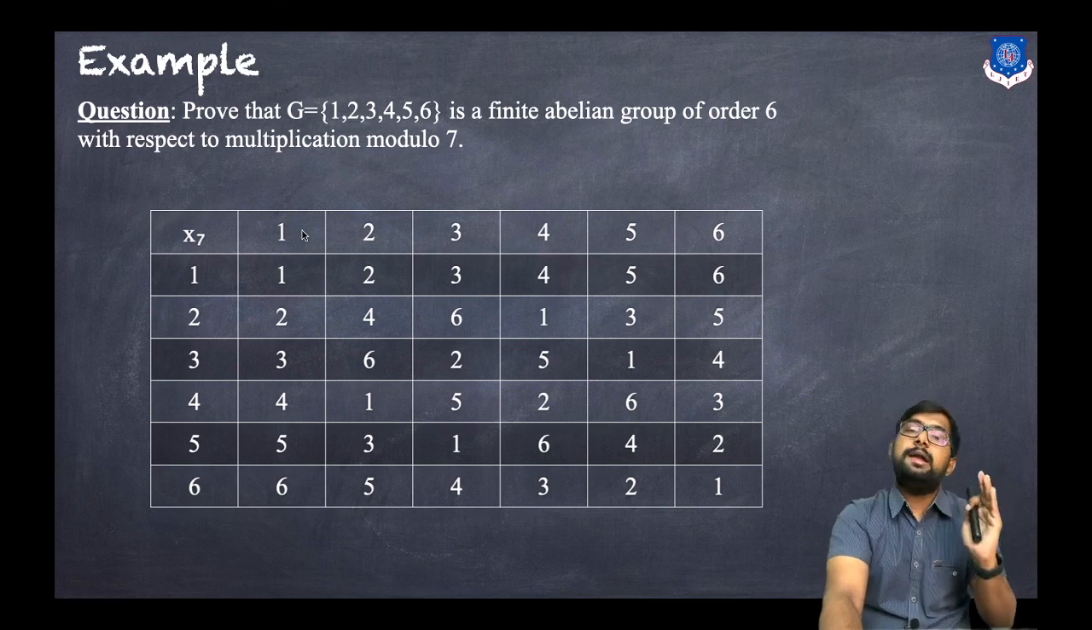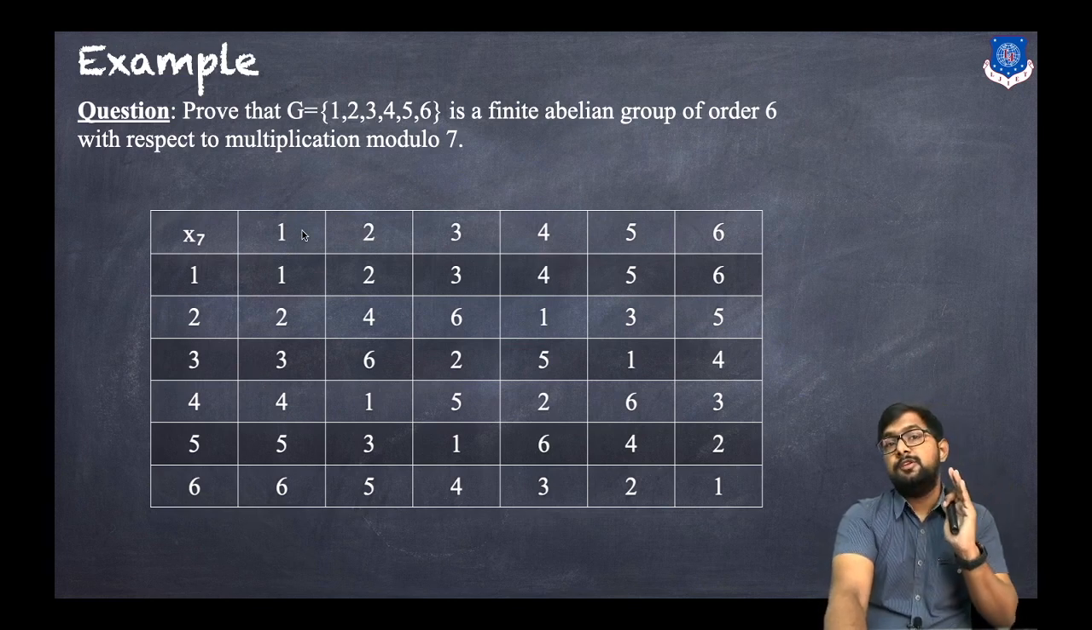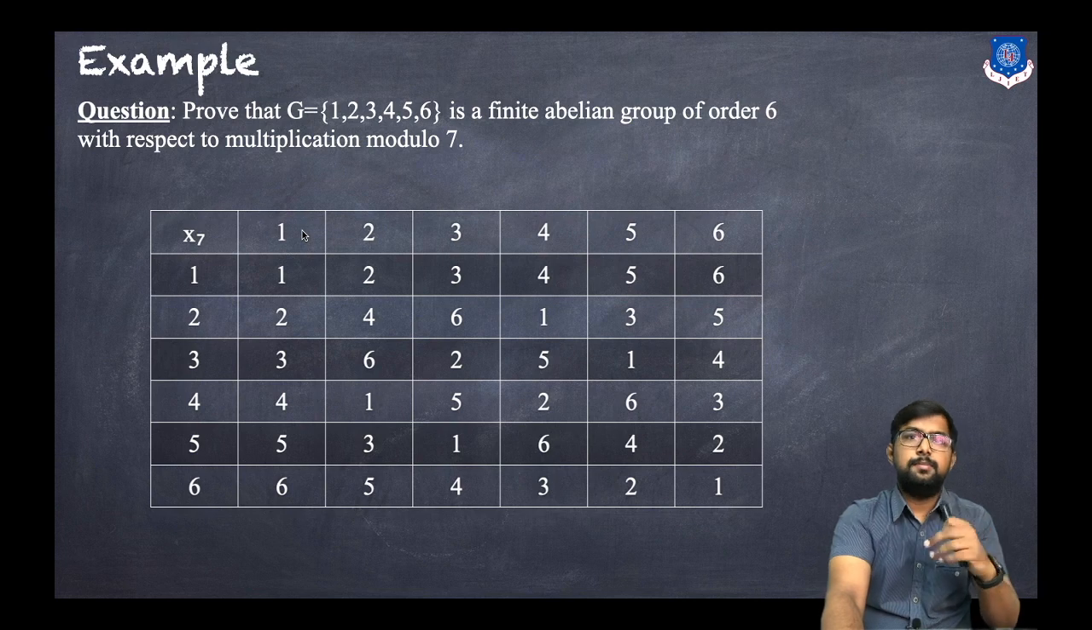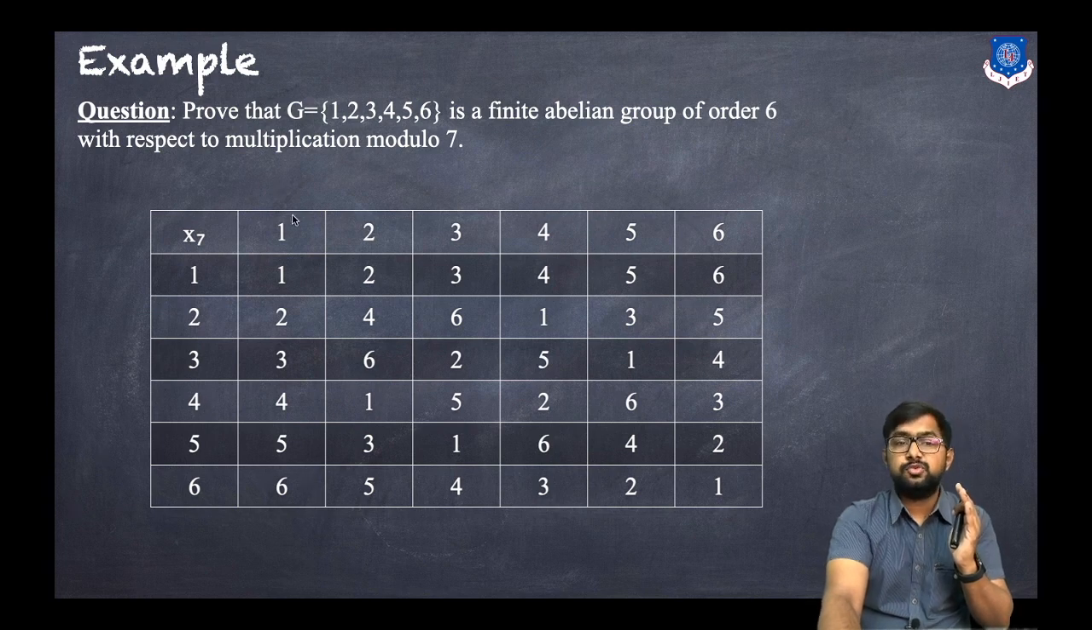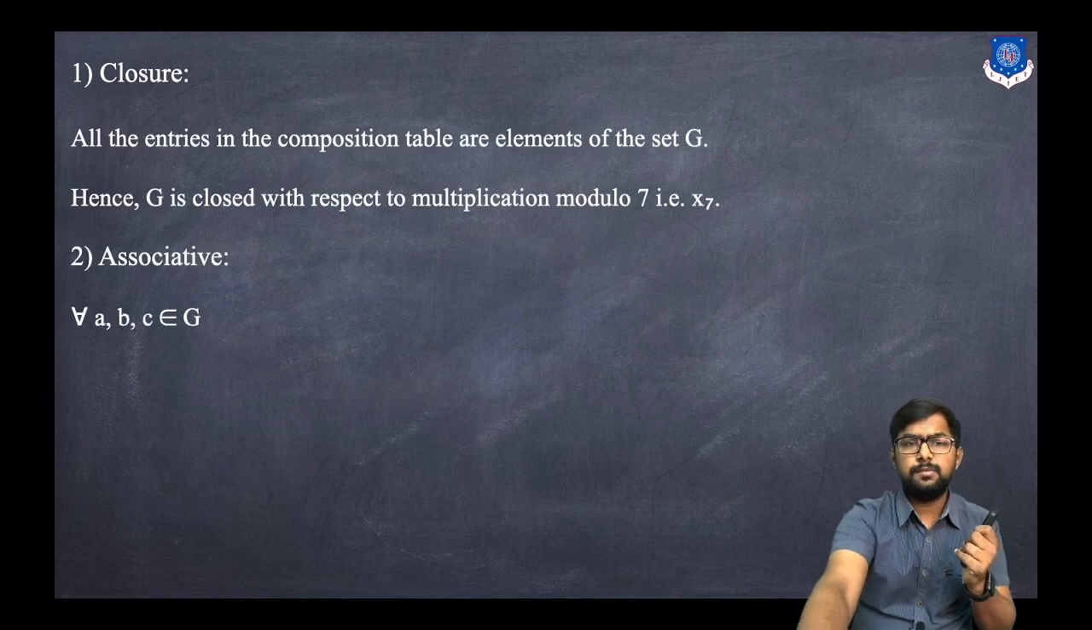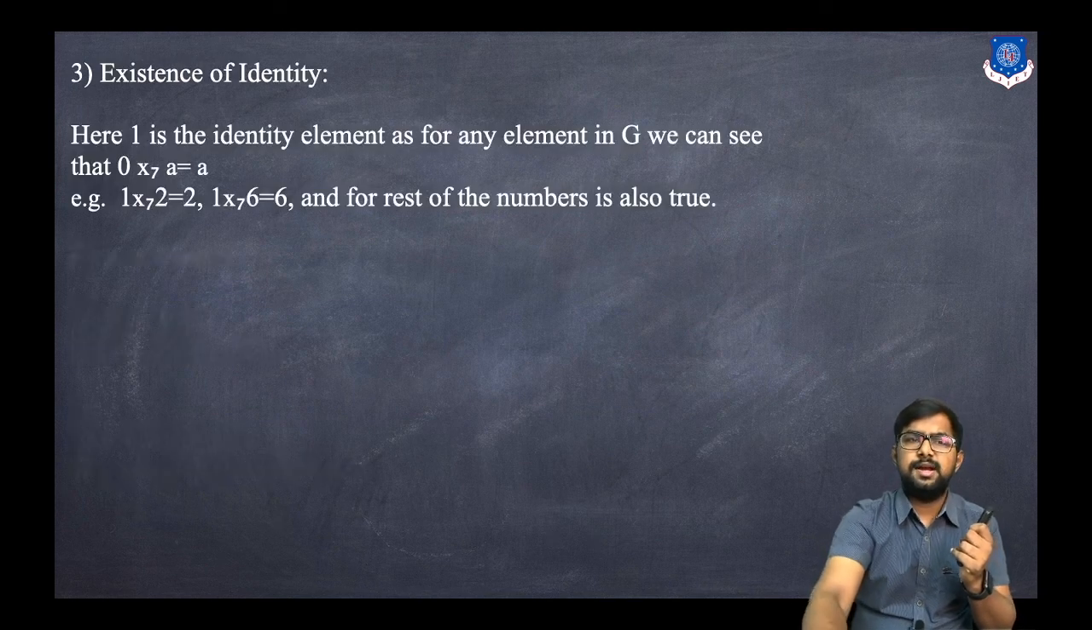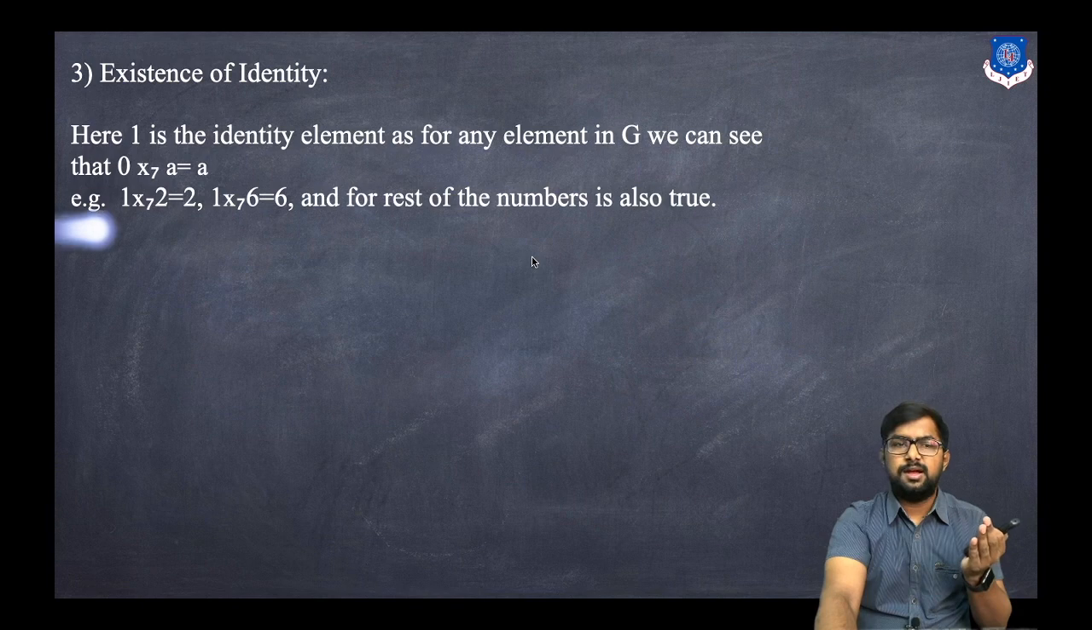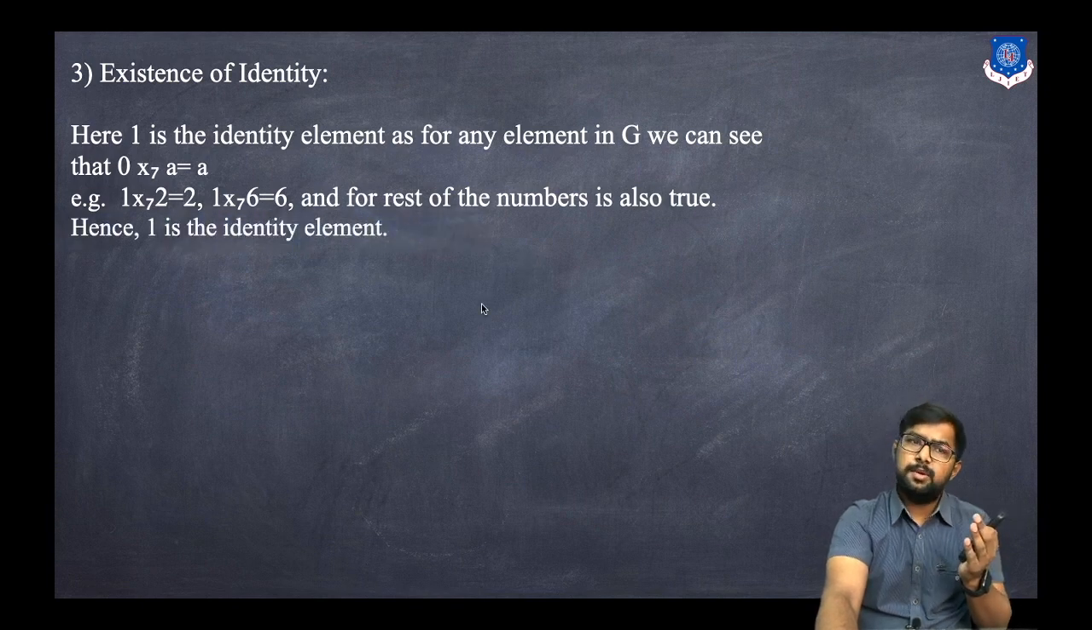And remember, the identity element is unique for the whole example. But inverse elements are different. As you can see, here 2 operated with 1, we are getting 2. So in this whole column, we are getting the same elements: 4, 4, 5, 5, 6, 6. So as you can see, 1 is the identity element. So hence it is the identity element.